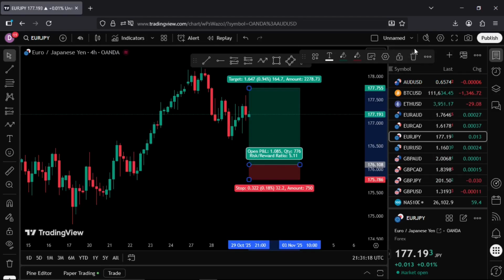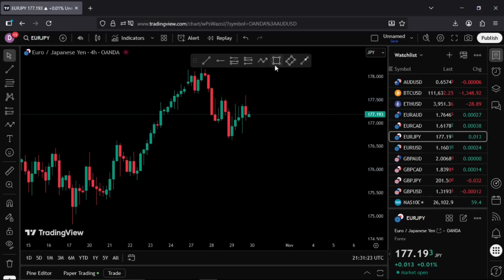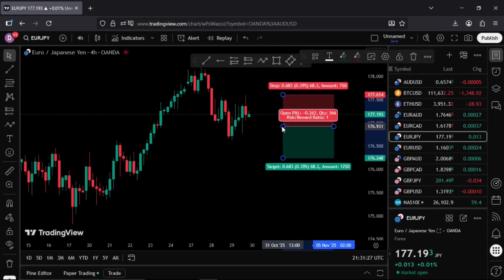If I have it clicked, I can just click this icon right here that says remove, and that will remove it. Okay, so next let me talk about the short position tool. It's the same but in opposite, right? So this right here will be used to measure my sell setups.